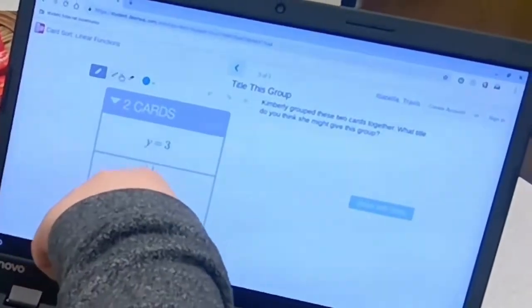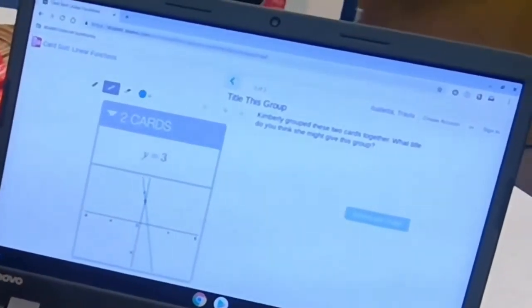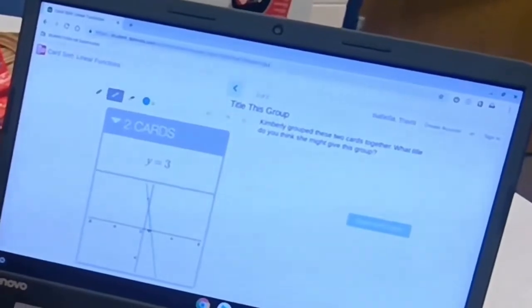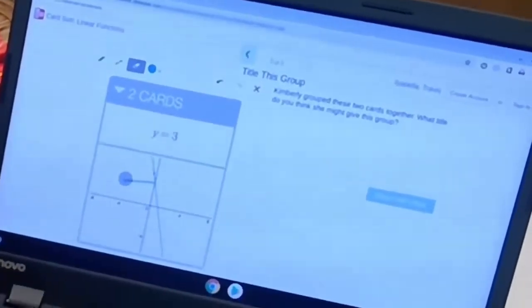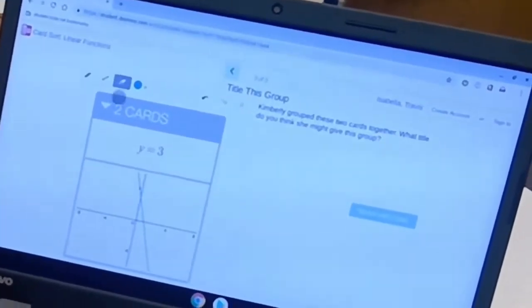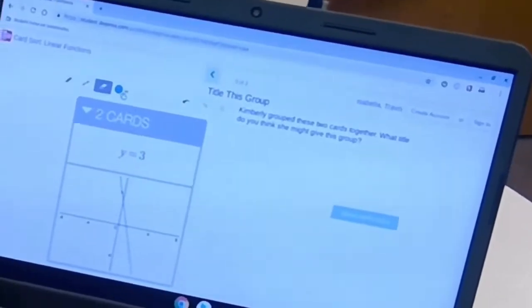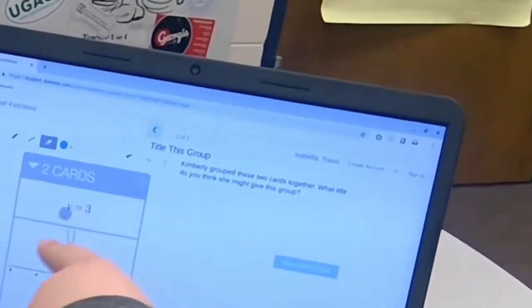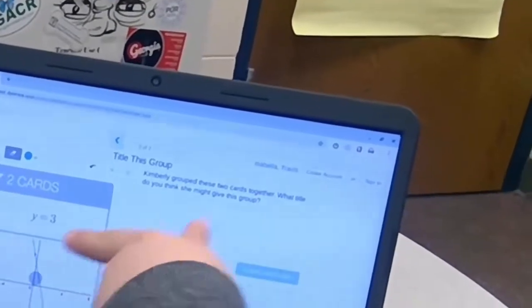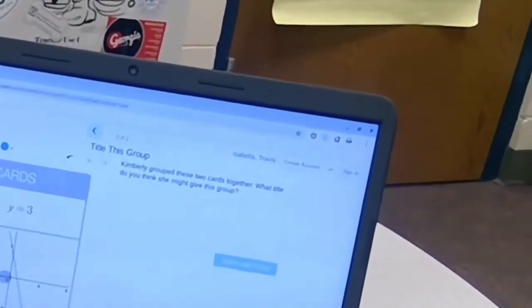3 would be like right here, and it would be straight because there's no y to it. Well, there's no x to it. Well, she could have seen the fact that they both have 3. I see their thoughts about it, the y-intercept, because the y-intercept is 3.